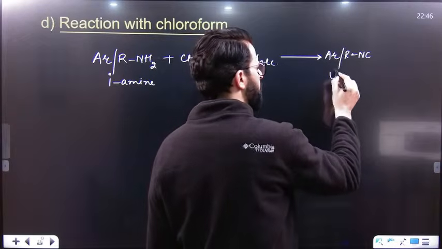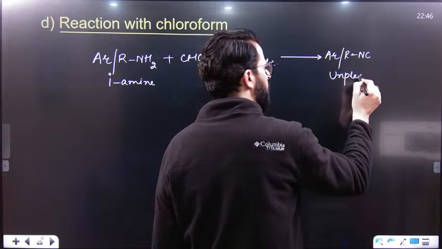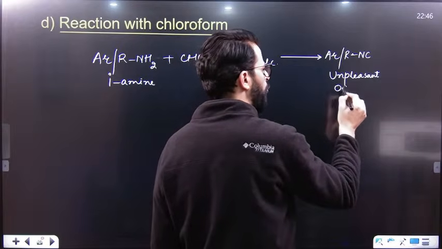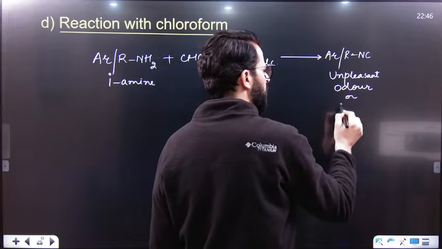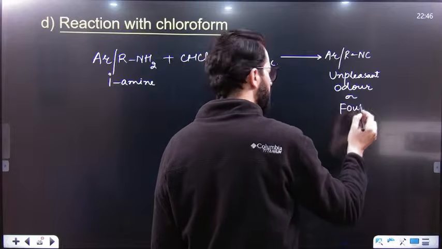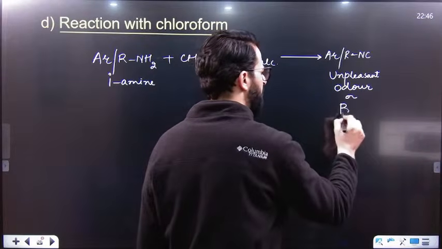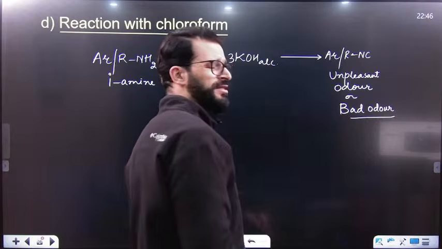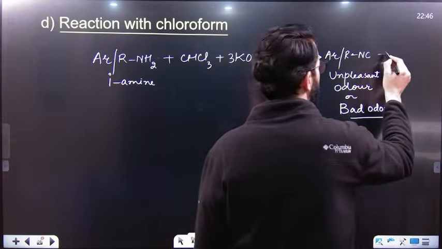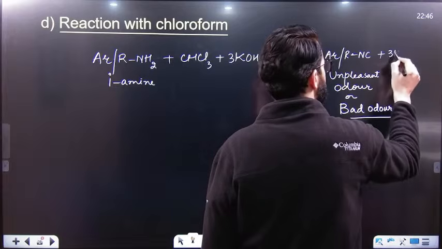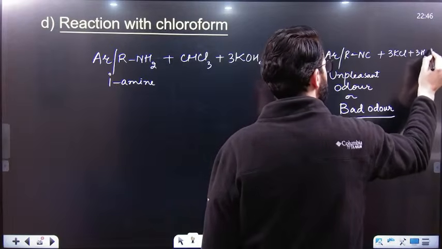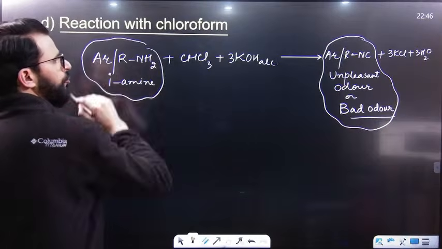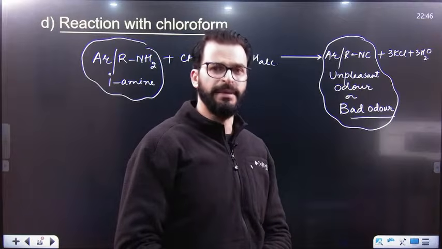But remember, when this isocyanide, isonitrile or carbyl amine formation takes place, it has an unpleasant odor, or we can simply say foul smell, or bad smell or bad odor. And with the help of these two, we will get 3 times KCl as well as 3 times water. But important is this one. So primary amine, whether aliphatic or aromatic, results in the formation of carbyl amine with bad smell.